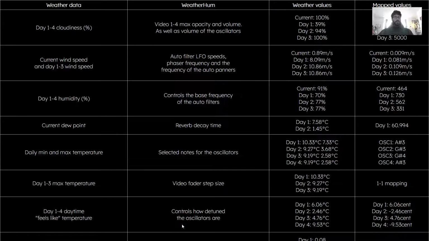And then I chose to do feels like temperature. That controls how detuned the oscillators are in cents. So a cent is a smaller, more precise version of tuning than just doing pitch alone. So yeah, you can see I've flipped oscillators 2 and 4 so they're minus values, so you get more of a spread, and the more spread you get, the more phasing and interesting harmonics appear in the sound.